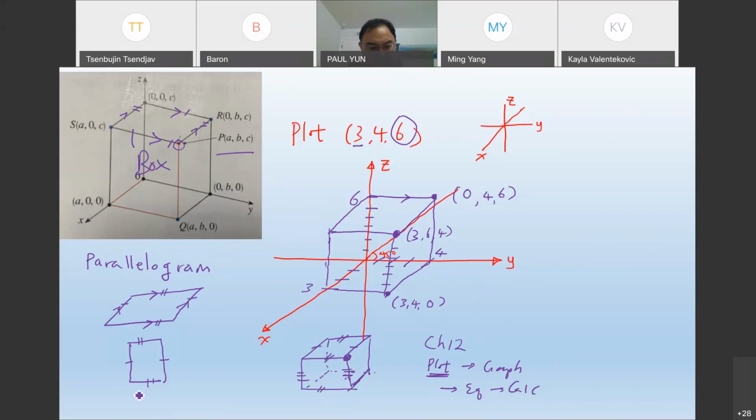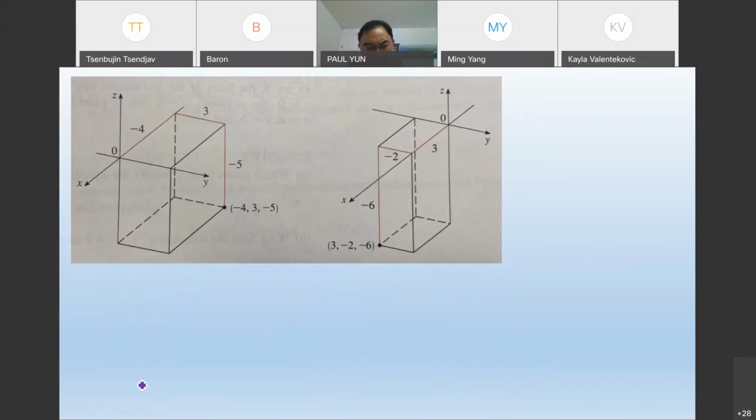Okay, let's go. So look at this one too. Can you guys plot this one? Plot (-4, 3, -5). Why don't you try? Take your time. Plot this one and show me your picture. I'll do the same thing too. You guys go ahead first. Positive coordinates are fine, but negative ones are sometimes confusing. Try this one.